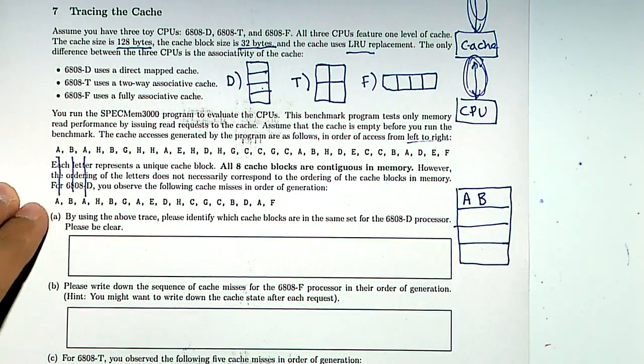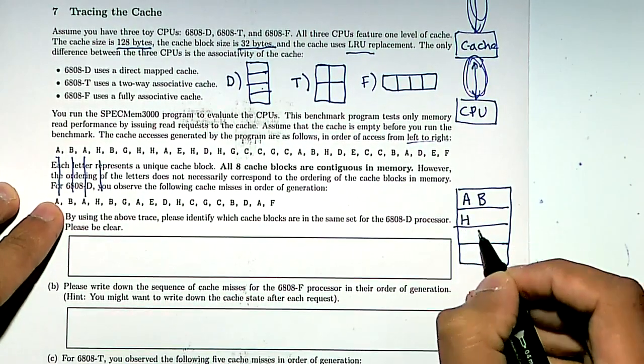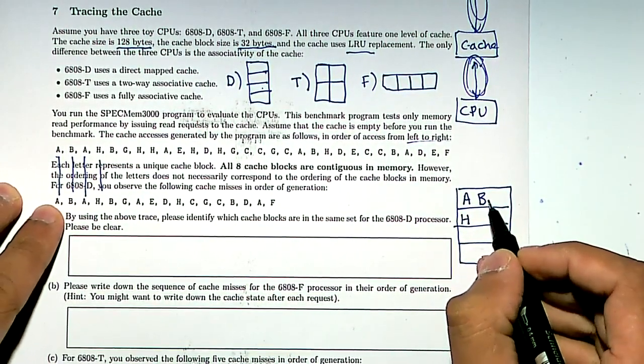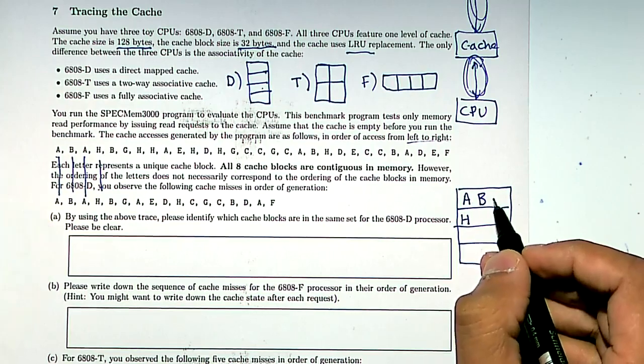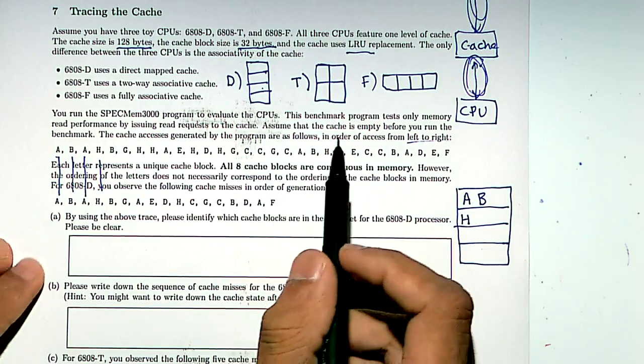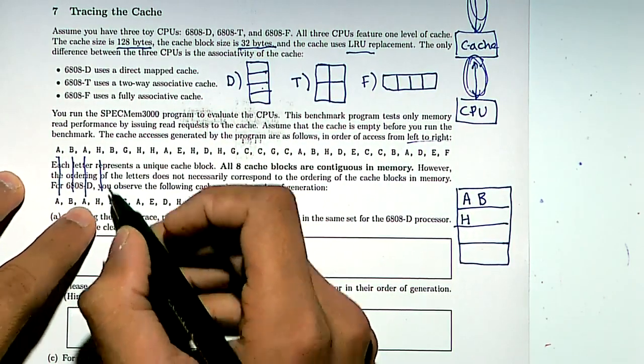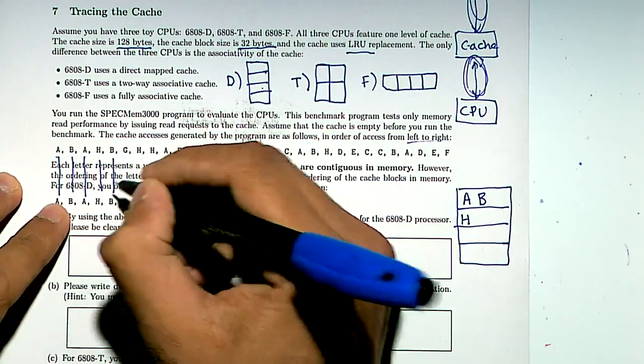Then we bring in H, and H generates a miss because it's not in the cache yet, and so we can arbitrarily assign it a location. Note that you can't put H here, because we already said that there can only be 2 cache blocks per set because these blocks are contiguous in memory. So then we bring in B, and B appears to generate a miss, which makes sense because A was the last thing that was brought in.